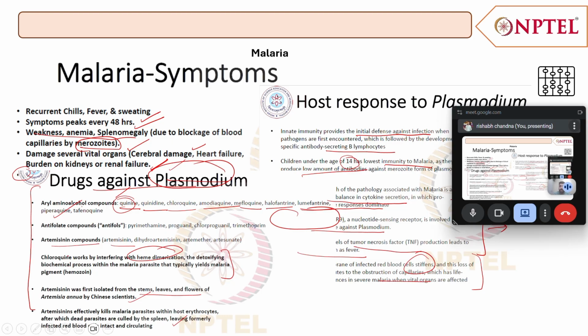Chloroquine works by interfering with heme dimerization, the detoxifying biochemical process within the malarial parasite that typically yields the malarial pigment hemozoin. Artemisinin was first isolated from the stems, leaves, and flowers of Artemisia annua by Chinese scientists. This artemisinin effectively kills the malarial parasites within host erythrocytes, after which the dead parasites are culled by the spleen, leaving the formerly infected RBCs intact, and thus they circulate inside the body. So this is how different drugs act on the Plasmodium species.